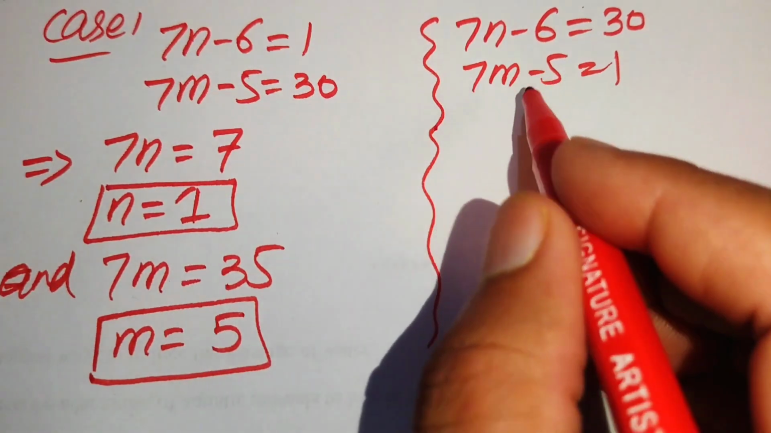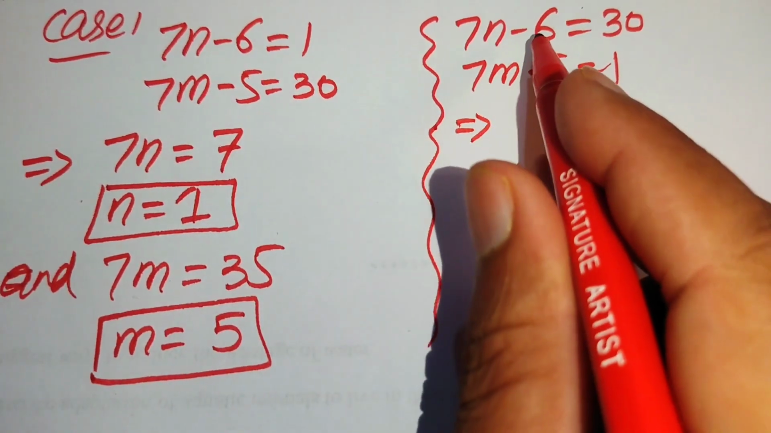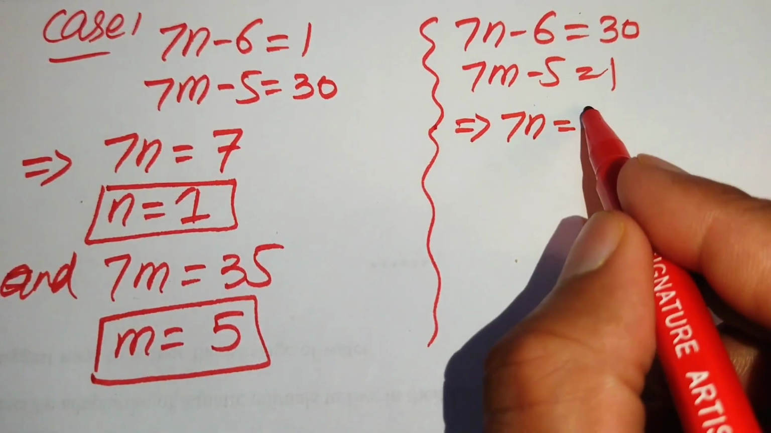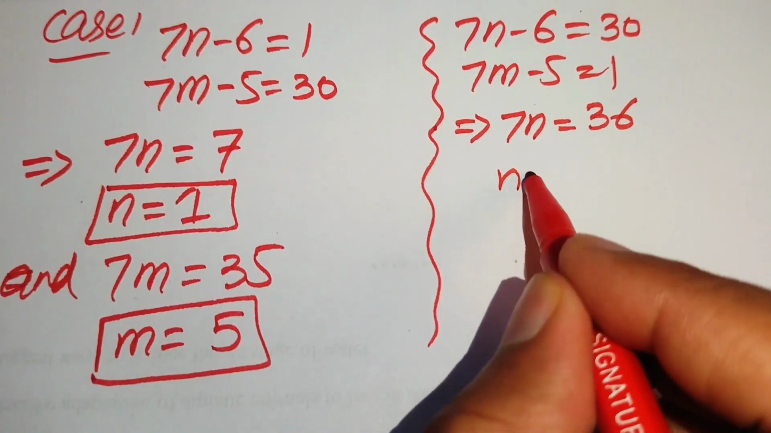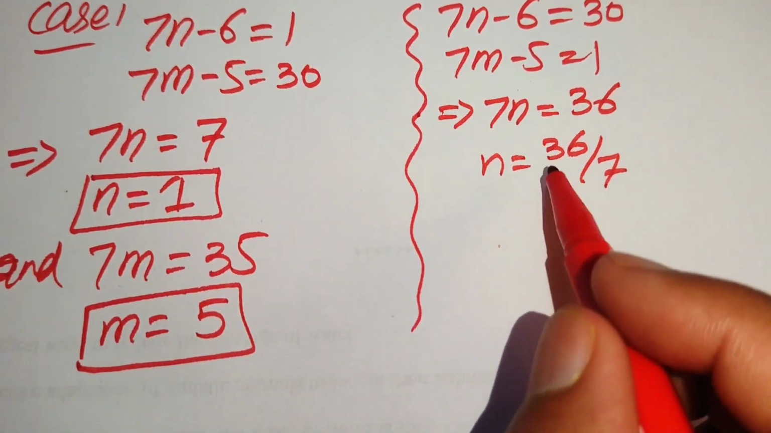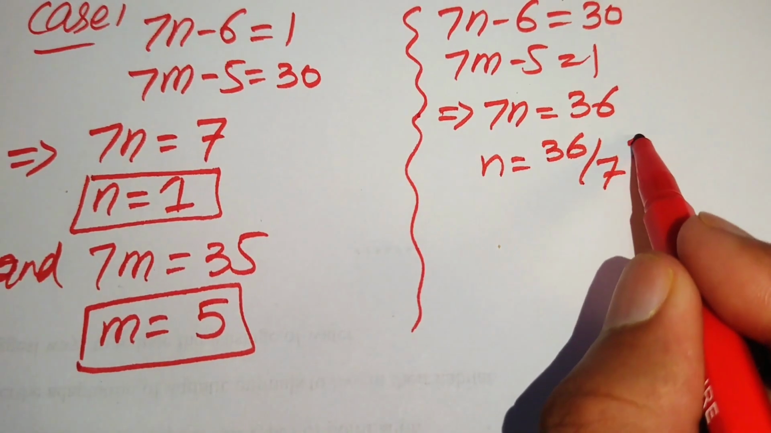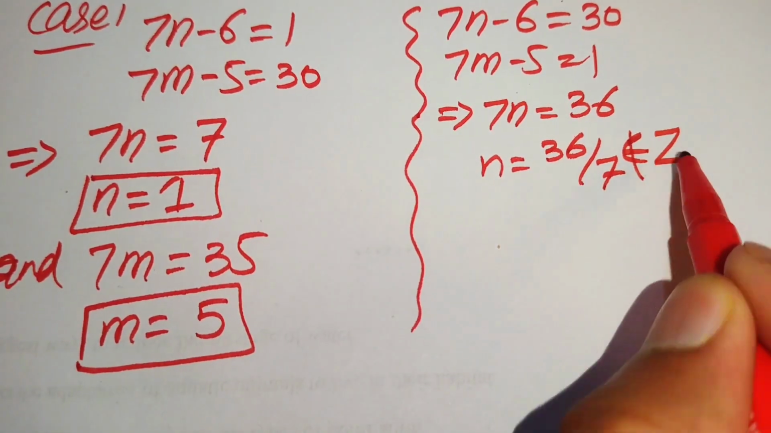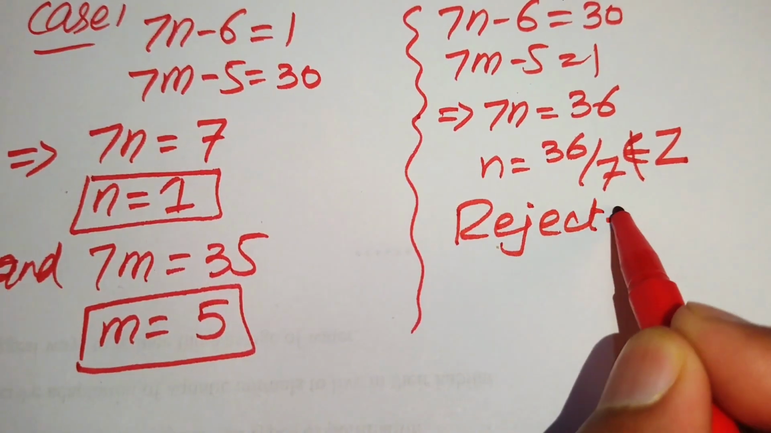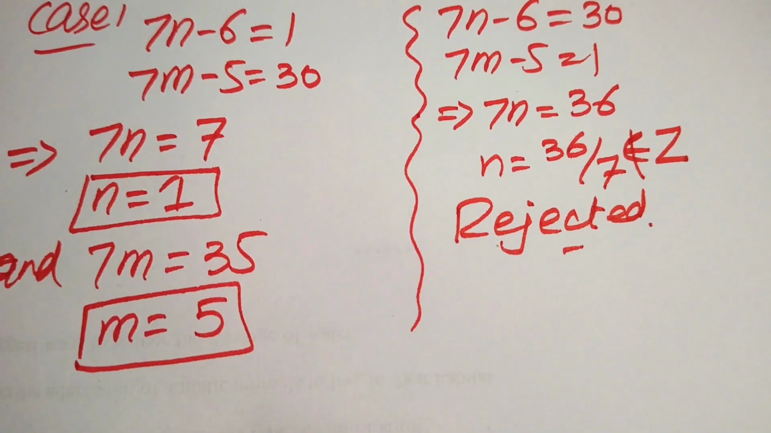Now we solve this one, and from this one we move this minus 6 to the right hand side and we get 7n equals 36, and we have n equals 36 over 7. Here you see that this is not an integer, it does not belong to Z, so we reject this case because it cannot give us an integer solution.